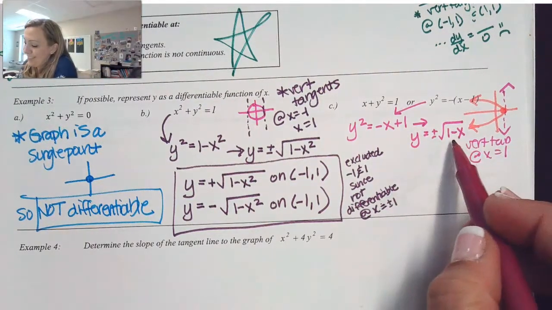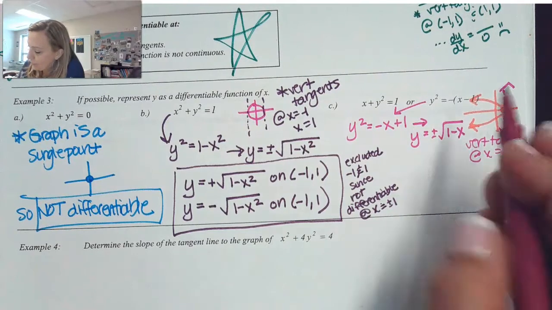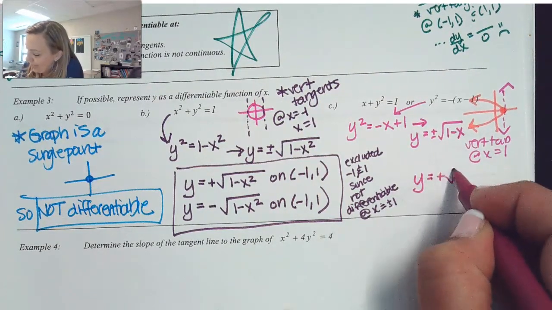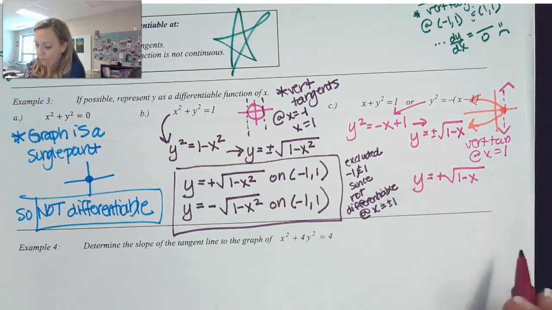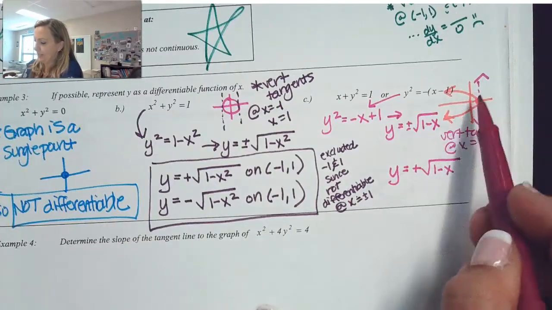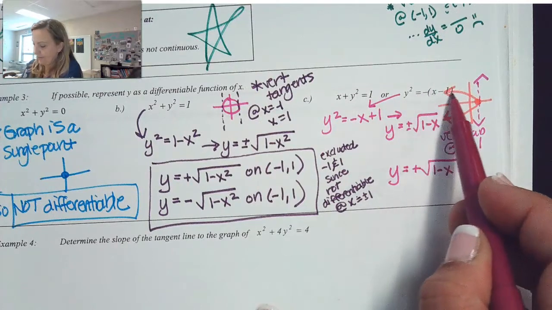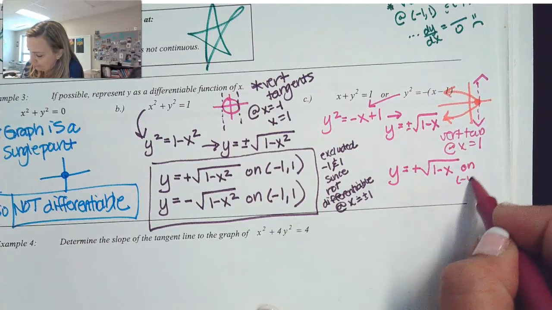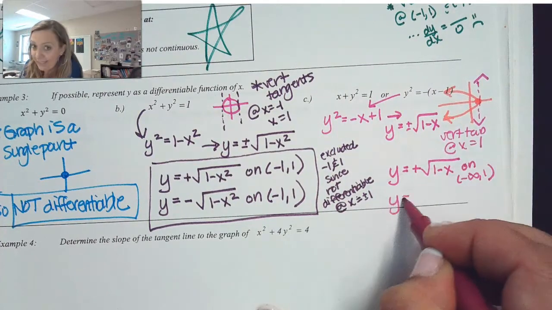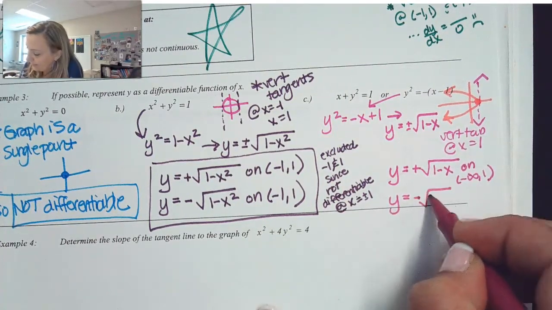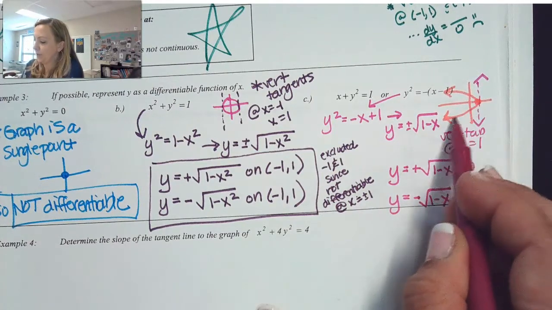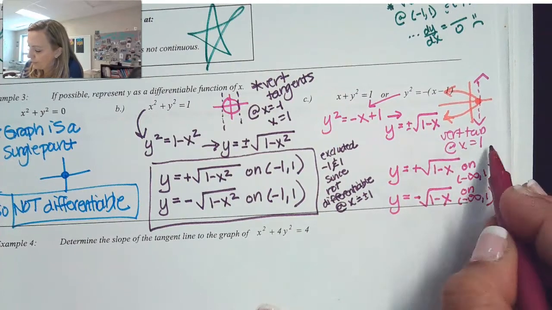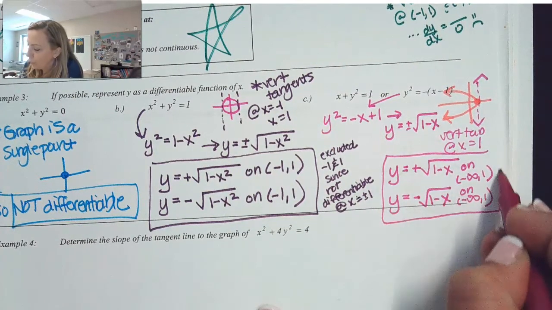And what we want to do is exclude 1. So what we can do is we can say that y is going to be equal to the positive square root of 1 minus x. So notice that goes from negative infinity to 1. And then y is the opposite of the square root of 1 minus x. It's going to be the lower half, also from negative infinity to 1.